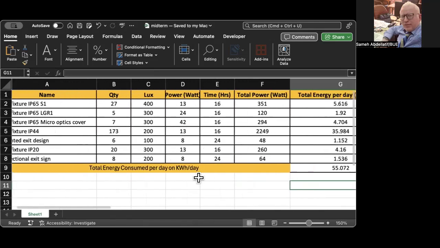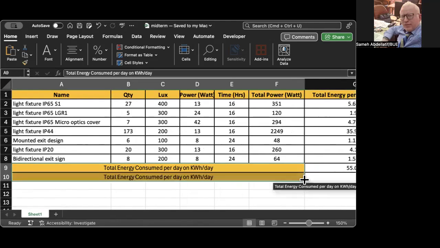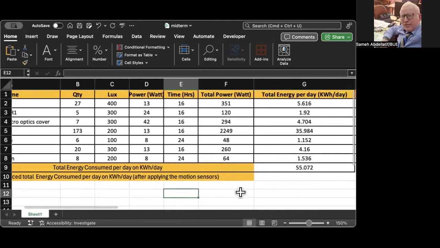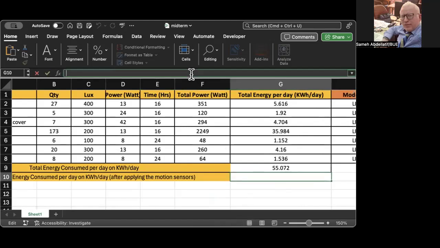So, first of all, we can define another total, and I will call it enhanced total energy consumption per day, and I will put between brackets after applying the motion sensors. This new system should reduce 35% of the total energy. So the new energy is simply this number multiplied by 0.65. So this is the new total number, which represents the reduced energy needed.